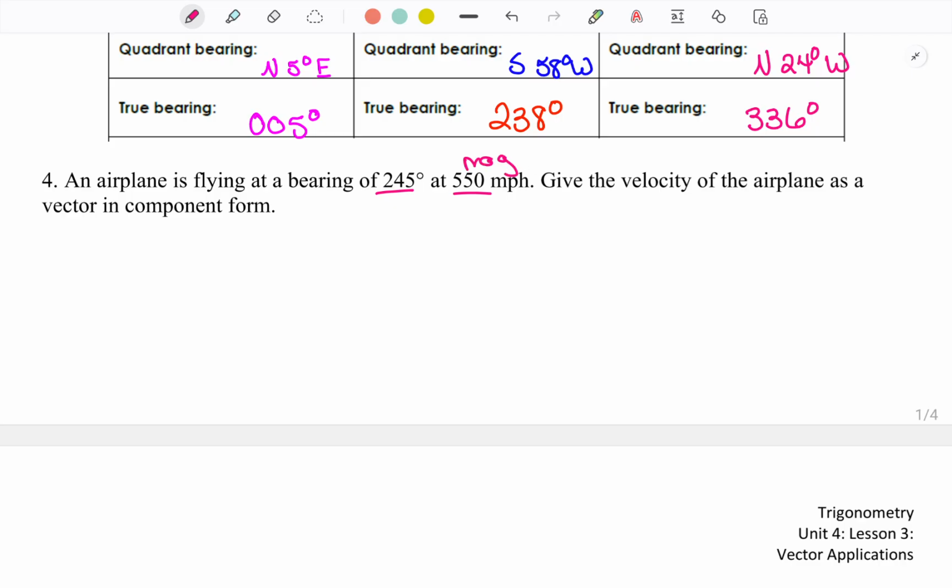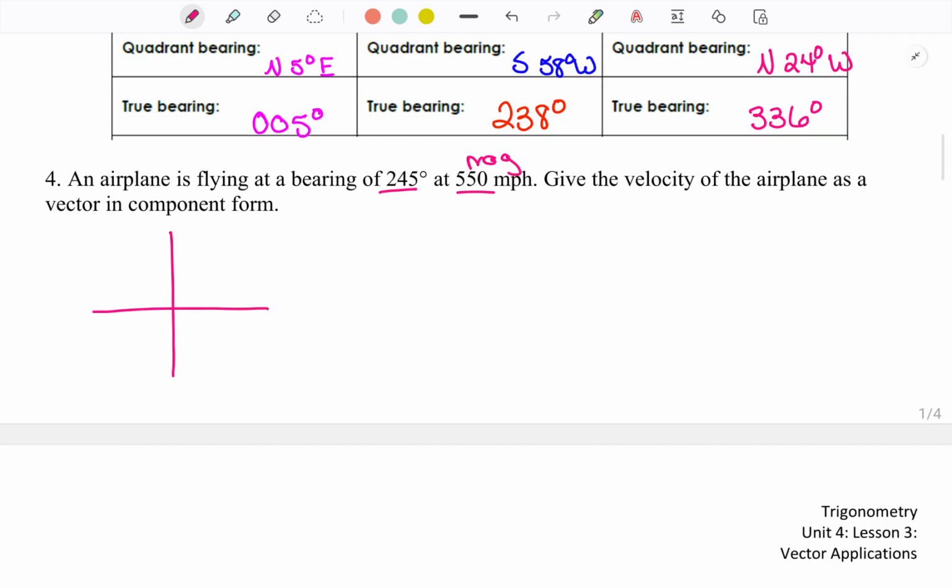we are going to put this in trigonometric form first. So V equals 550 cosine of, and we are going to need to go to standard position actually. So let's go ahead and look at that first.